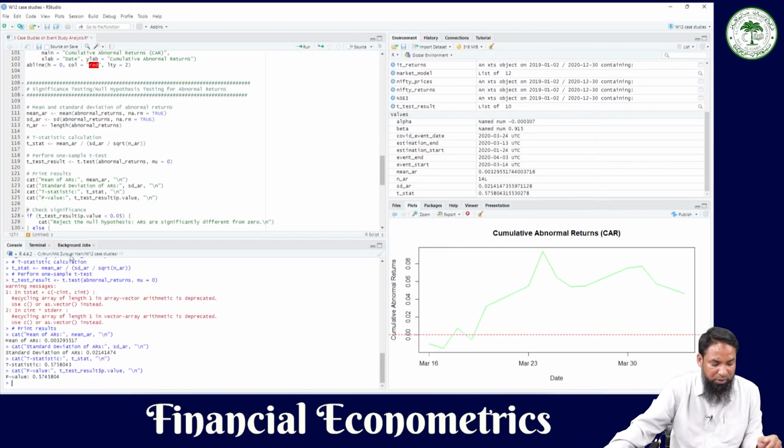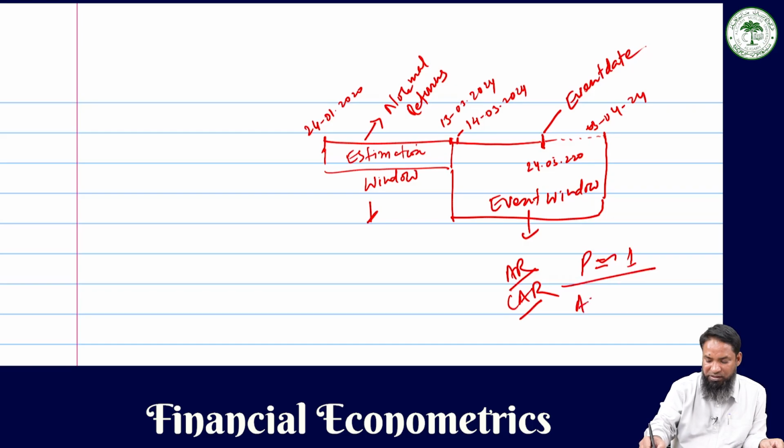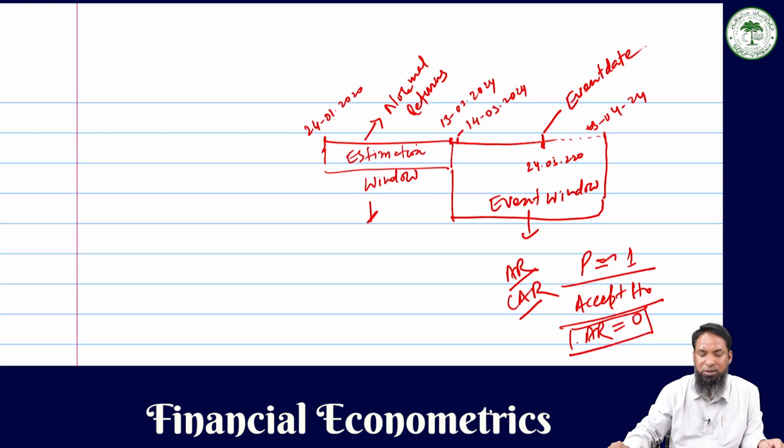By looking at the p value, we can observe that it is closer to 1, which means we have to accept the null hypothesis. The null hypothesis is that the mean value of the abnormal return is equal to 0. That means we are accepting that the abnormal return is equal to 0. So the lockdown does not have a significant effect if we consider the abnormal return.